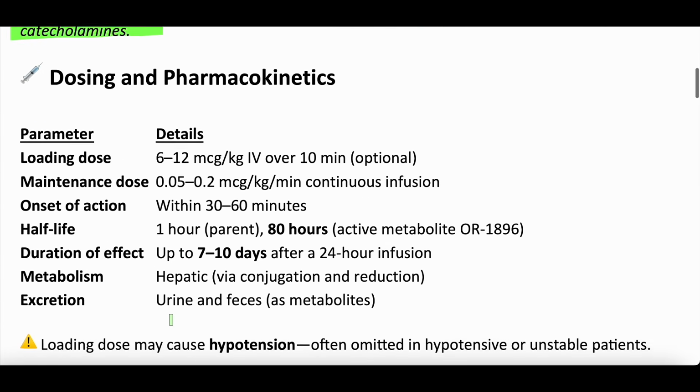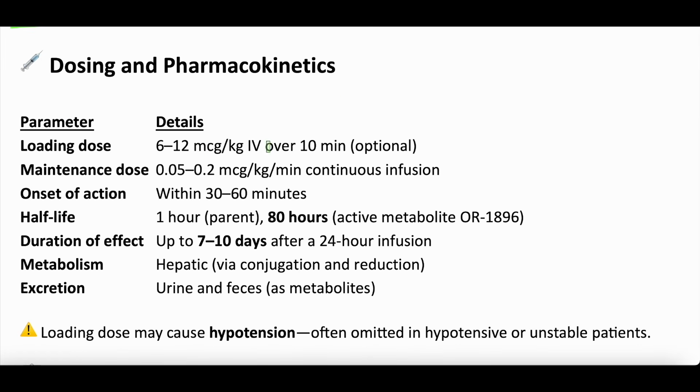So, dosing and pharmacokinetics. The loading dose of levosimendan is optional, not often given, but it would be 6 to 12 micrograms per kilogram IV over 10 minutes. But the maintenance dose, the infusion dose, which is more common, is 0.05 to 0.2 micrograms per kilogram per minute. And the onset of action is within 30 to 60 minutes, so it's not immediate. You have to be patient because it takes a little while to kick in.